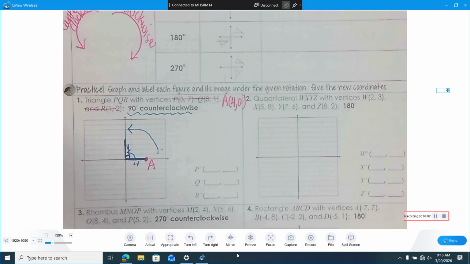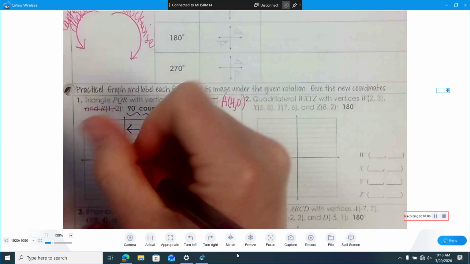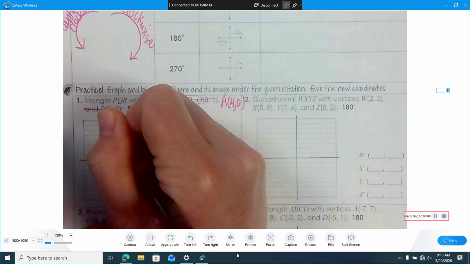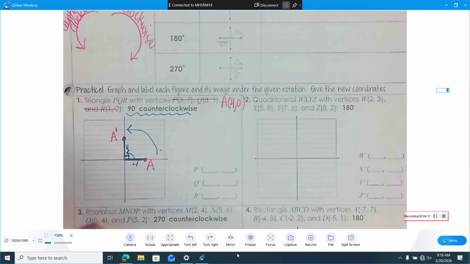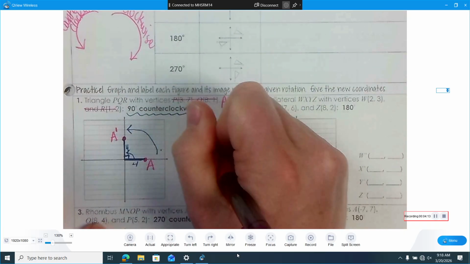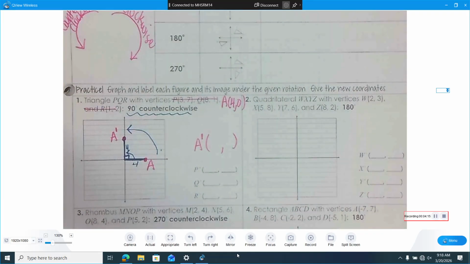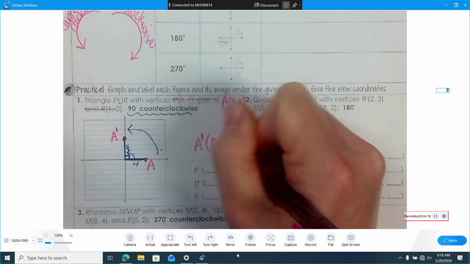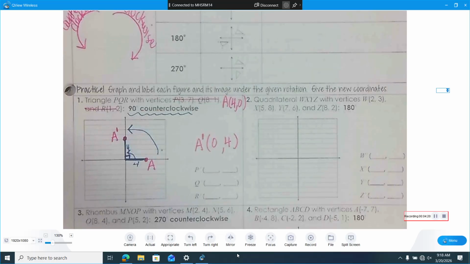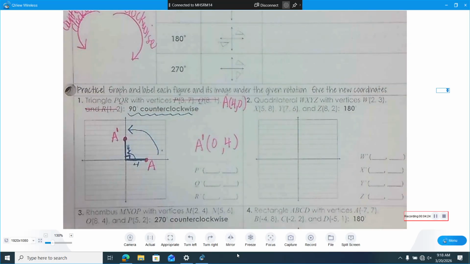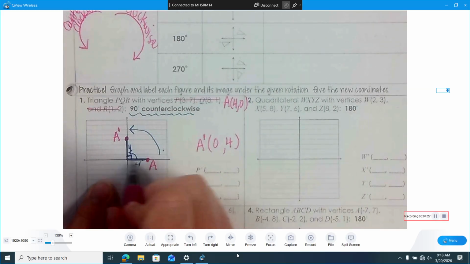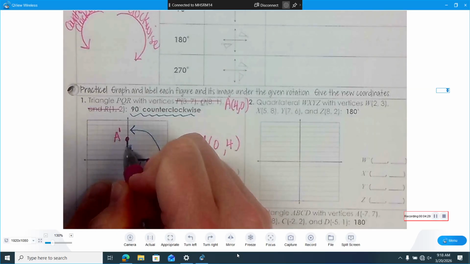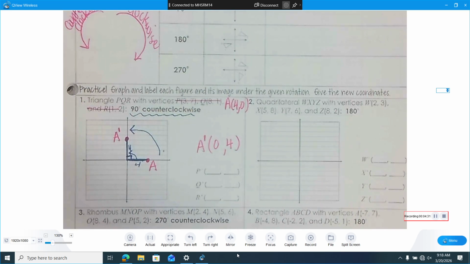Does that make sense to you? I took a stick and rotated it 90 degrees. So now point A is right here. This is its image point, now A prime. And so where is A prime now? 0, 4. Okay. And so I can take a point and pretty easily rotate something 90 degrees by just thinking about that stick starting out horizontal and then becoming a vertical stick. That's 90 degrees, right? Makes sense to you?